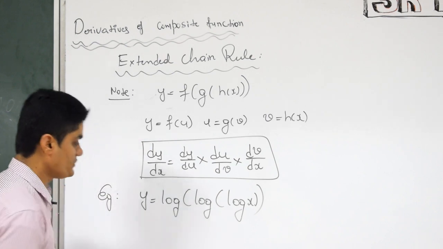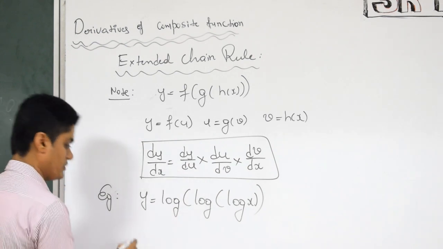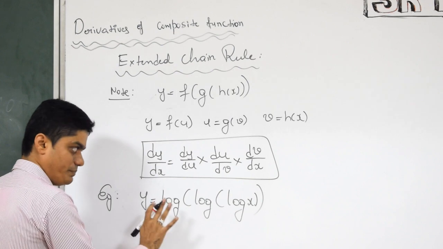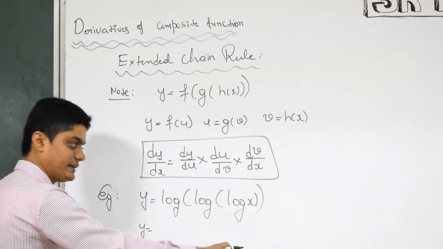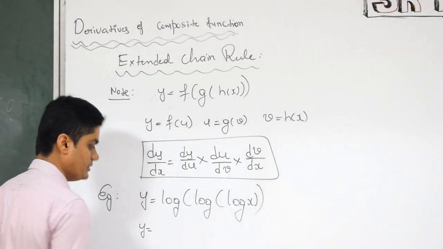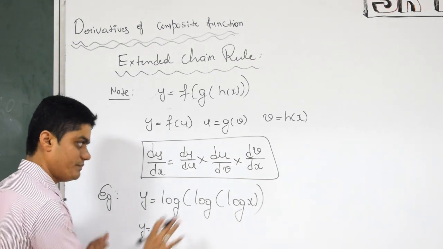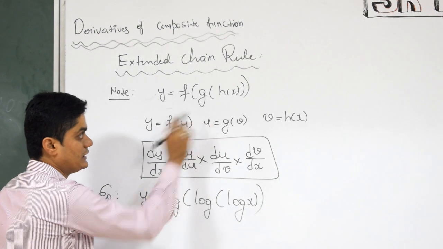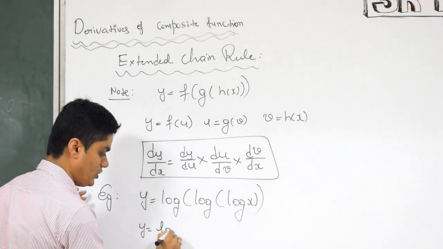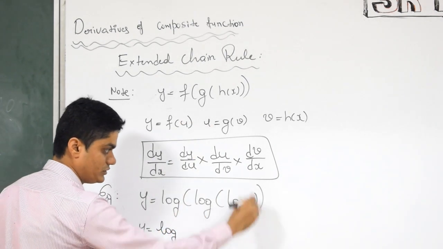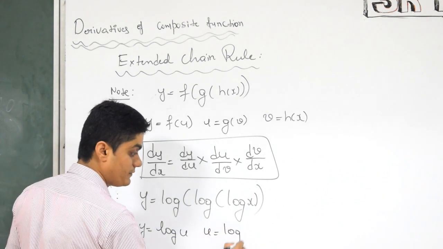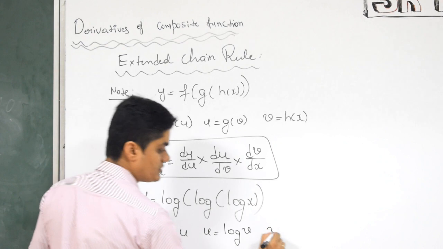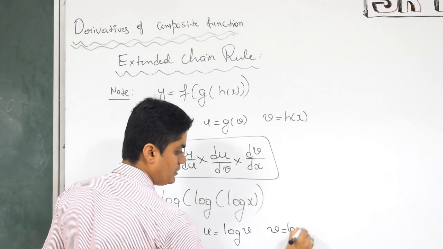Now I will show you how to differentiate this using chain rule. As I told, if you are a beginner, definitely better to start like this. I'll teach you later how to directly write the answer. You can write it in one step also, but we are in the beginning, so let me continue like this only. y is equal to log u. What is u? This whole thing is u. So u is equal to what? log of v. What is v? log x.